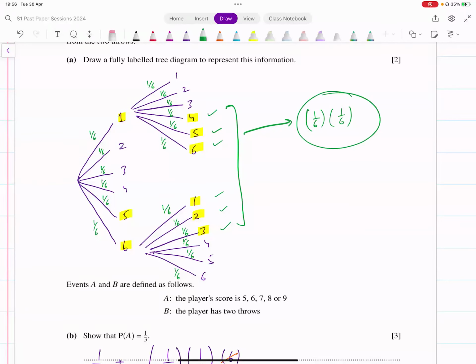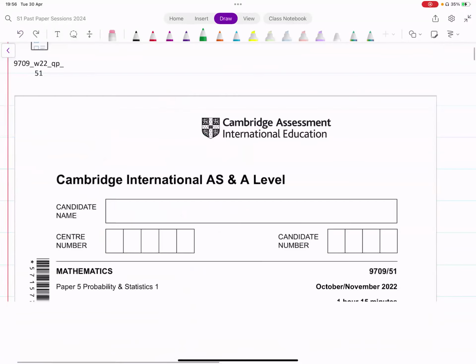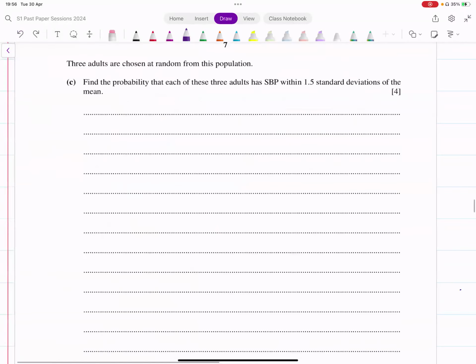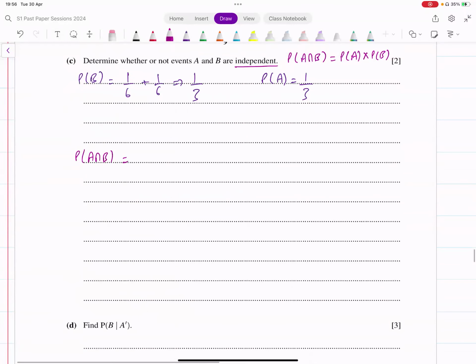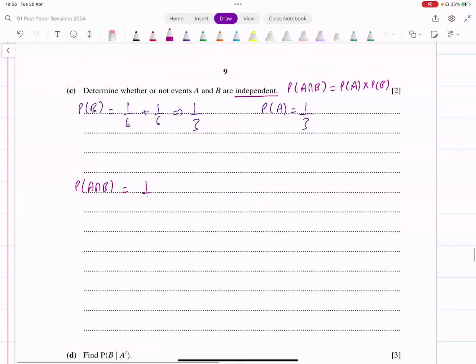There are 6 such cases. Each of them has this probability. So we can say the probability of A intersection B is 1/6 into 1/6. That's one of those cases multiplied by 6, and that results in 1/6. So now we have the probability of A intersection B, and on the other hand, we have the probability of A multiplied by the probability of B. Let's evaluate both of these and see what that gives us.